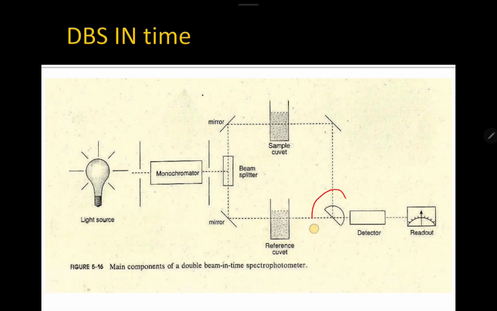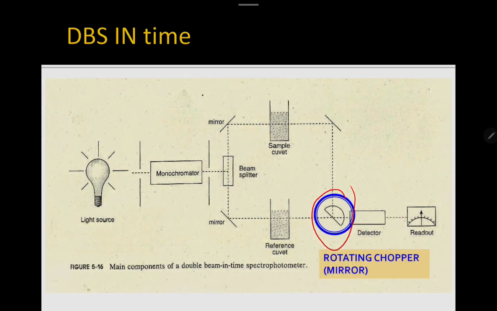However, take a look at this, meron siyang tinatawag na rotating chopper. So the chopper here is a device consisting of a circular disc. 1/3 of a disc is opaque and 1/3 is transparent. The remaining 1/3 is mirrored. Anong ginagawa nito? It splits the monochromatic beam of light into two beams of equal intensities.